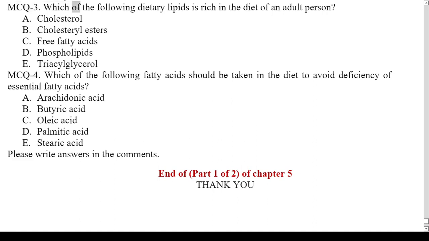MCQ 3. Which of the following dietary lipids is rich in the diet of an adult person? Cholesterol, cholesterol esters, free fatty acids, phospholipids, triacylglycerol. MCQ 4. Which of the following fatty acids should be taken in the diet to avoid deficiency of essential fatty acids? Arachidonic acid, butyric acid, oleic acid, palmitic acid, stearic acid.